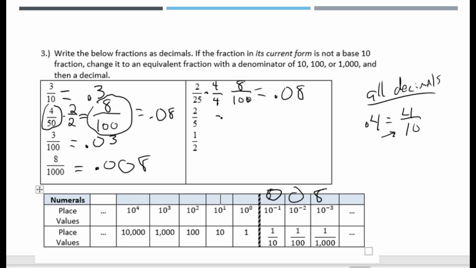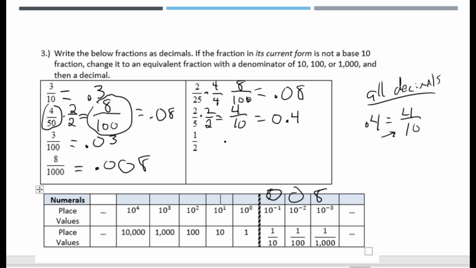2/5, this one I can get to 10, right? I've got to get to 10, 100, or 1,000. So in this case, I multiply the bottom by 2, 5 times 2 is 10, and the top by 2, I get 4/10, which is 0.4 in the tenths place.